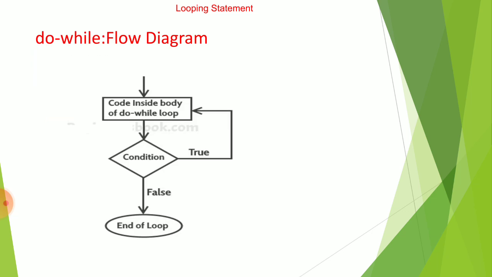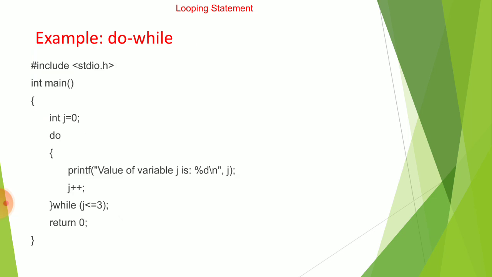It is a flow diagram for do while. First the code in the do while statement is executed, then the condition is checked. If the condition is true, again it goes to execute the code. When the condition is false, it comes out from the loop. It is an example program for do while where the j value is printed up to 3.